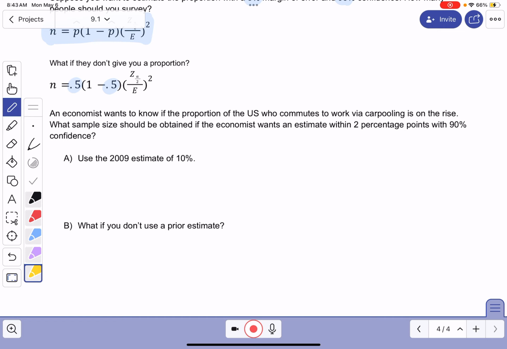An economist wants to know if the proportion of the United States who commute to work via carpooling is on the rise. What sample size, so this is our hint that we're doing the n equals, should be attained if the economist wants an estimate within 2 percentage points, 90% confidence. So we're going to use the 2009 estimate of 10%. So they're saying, hey, use 0.1 for p. So we're going to do n equals 0.1 times 1 minus 0.1.